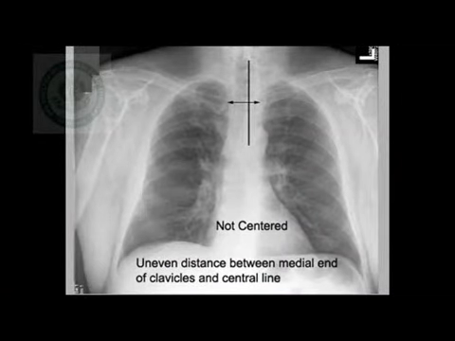Now this slide shows that this particular X-ray is not centered, as you draw a line along the spinous process of the vertebrae that forms the central line of the patient's body, and the medial end of the clavicle should be at equidistance from the line. Now this particular X-ray shows the right clavicle is away from the midline, so it is not centered properly. So whatever impression it gives, the trachea shifted to the right, is not valid.